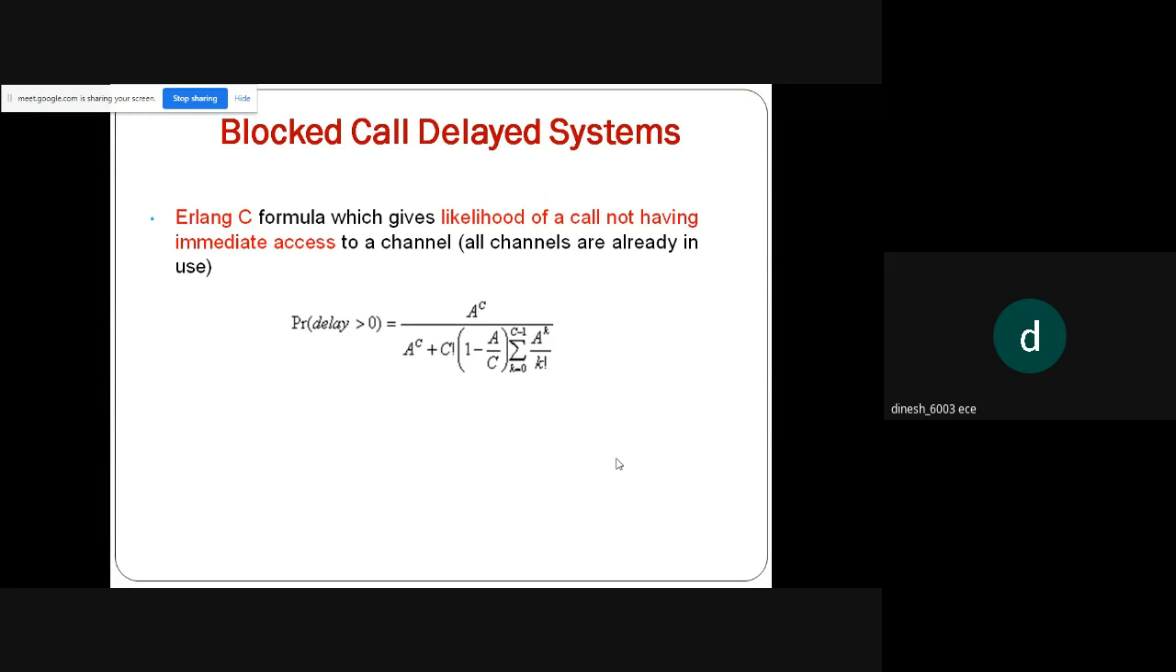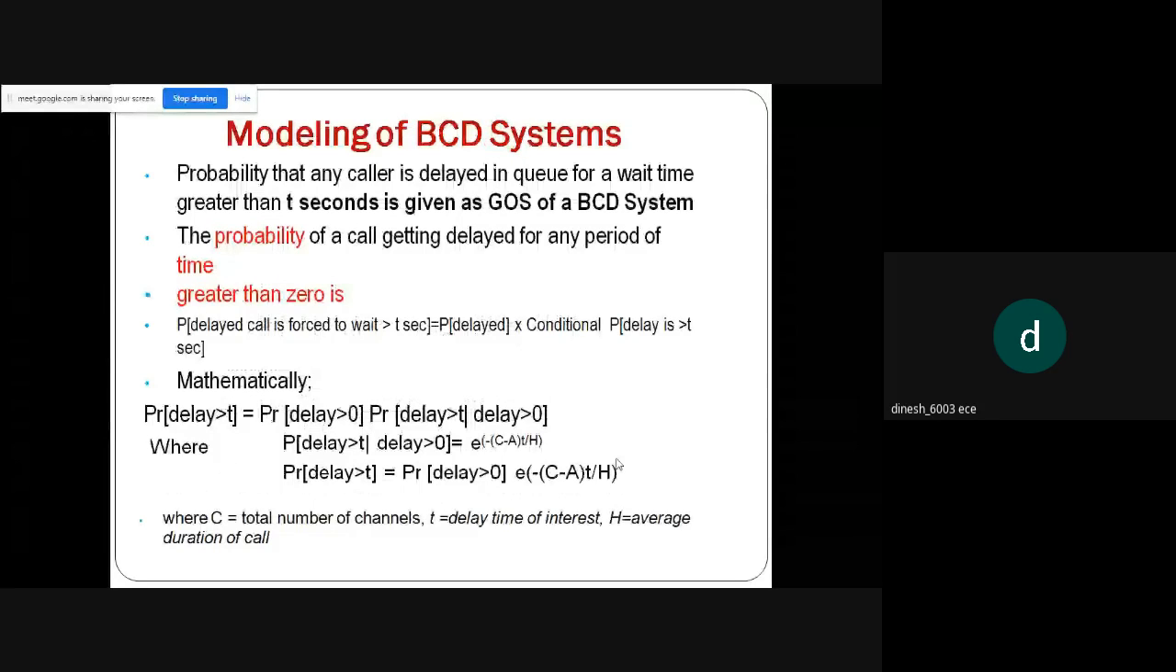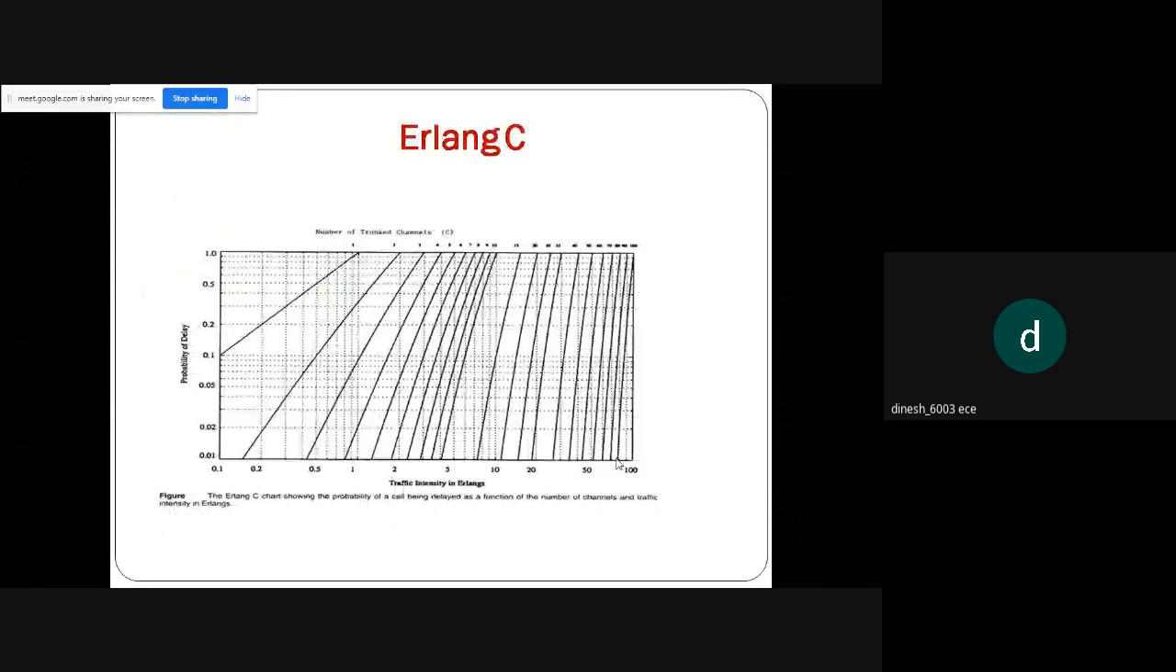So this Erlang C formula gives the likelihood of a call not having immediate access, which is delayed access. So Erlang C is a chart showing the probability of a call being delayed as a function of the number of channels and traffic intensity in Erlangs.